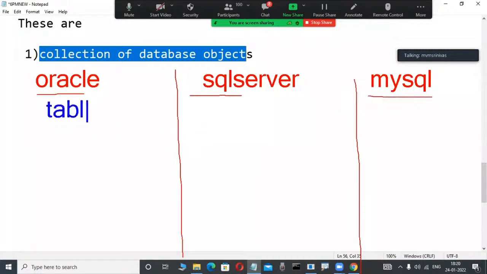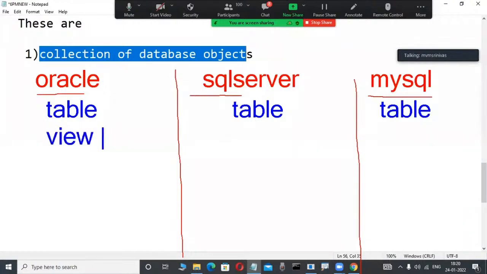Maybe a first-time newcomer has an idea: table. Table is a database object. Here also a table is there, and in MySQL also a table is there. Same. Again, view is a database object with some purpose. Here also view is there, and here also view is there. View is a database object.